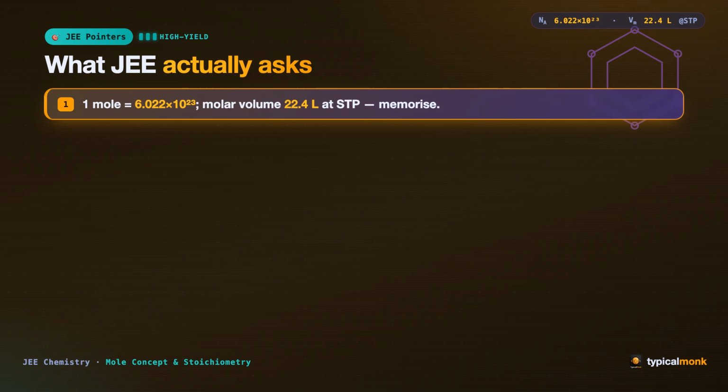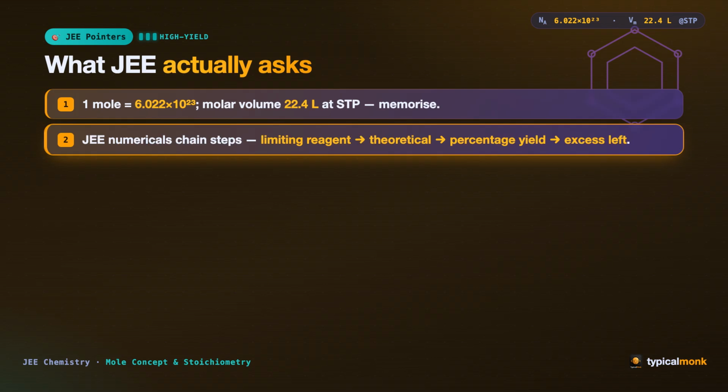Now sit up straight. These 5 lines are what JEE actually asks year after year. 1. A mole is 6.022 into 10 to the power 23 particles, and the molar volume of a gas is 22.4 liters at standard temperature and pressure. Memorize both cold. They should come to you faster than your own name. 2. JEE numericals chain the steps: limiting reagent, then theoretical yield, then percentage yield, then how much excess is left. Learn the chain once and you own every stoichiometry question.